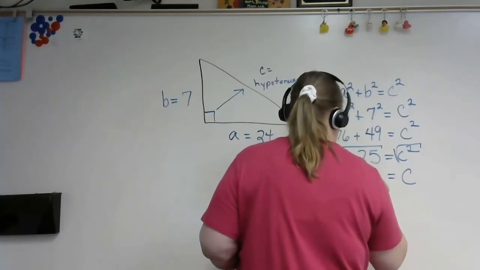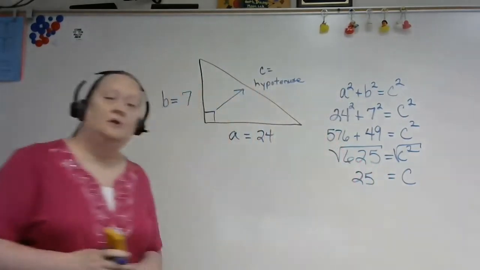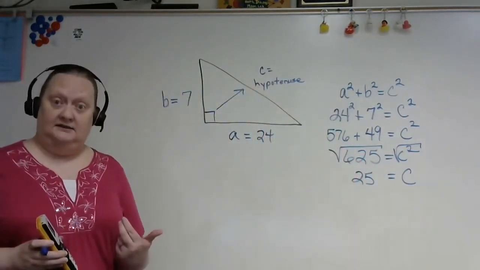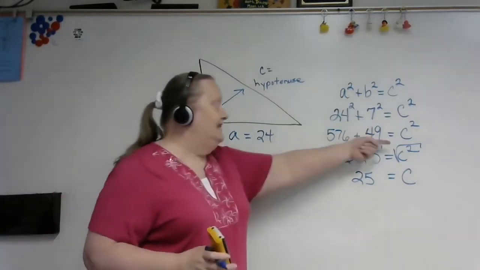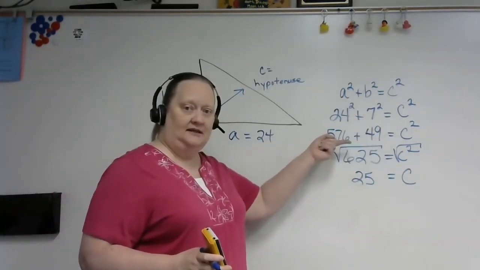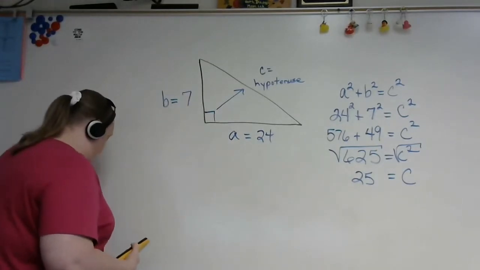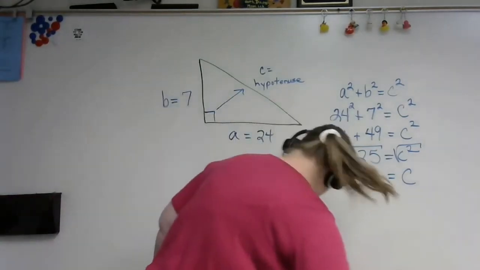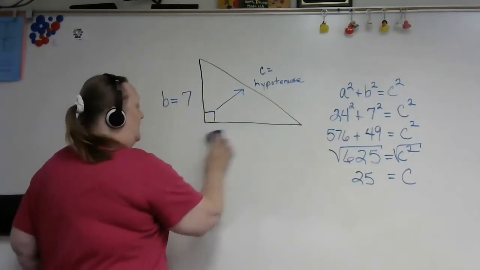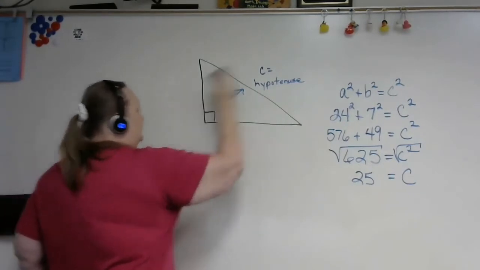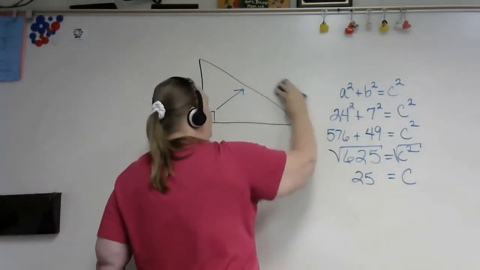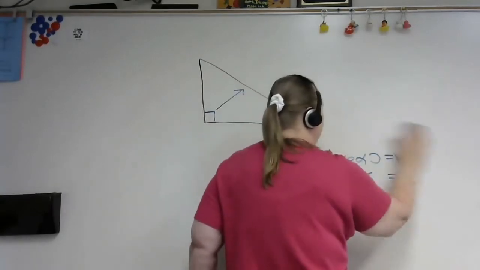And that is how we solve when we're missing the hypotenuse. Notice that we add these two and they're right next to each other. And I say that because that will lead us into the next type of Pythagorean theorem problems that we do. So let me erase everything but the triangle.